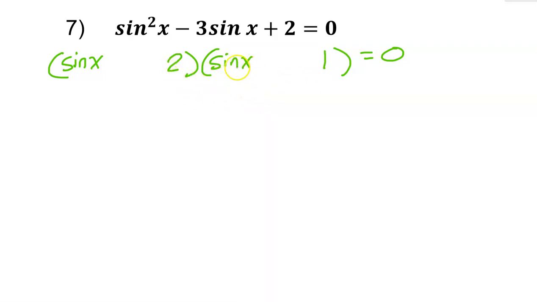Inner, we have these two terms, 2 and sine x. If you multiply those, you get 2 sine x. Outer, I'm talking about the sine x and the 1. If you multiply those, that will just be 1 sine x. So we have inner and outer. Inner plus outer must equal the middle. The middle is the negative 3 sine x.